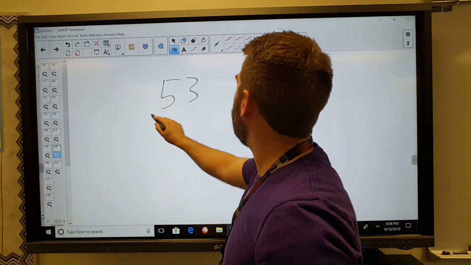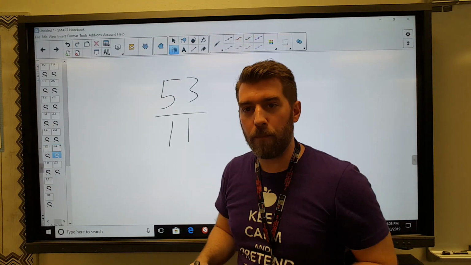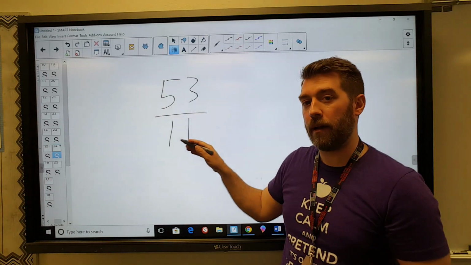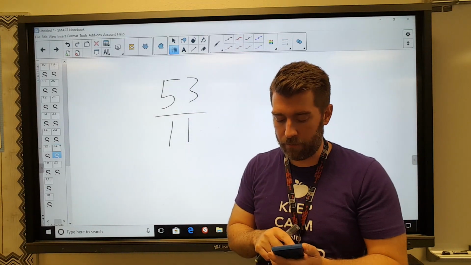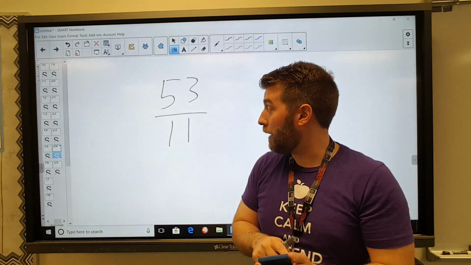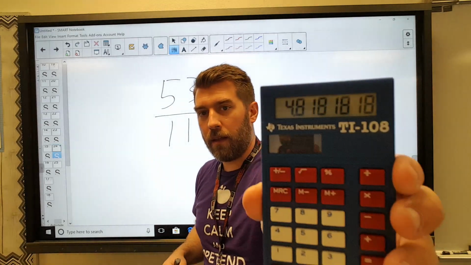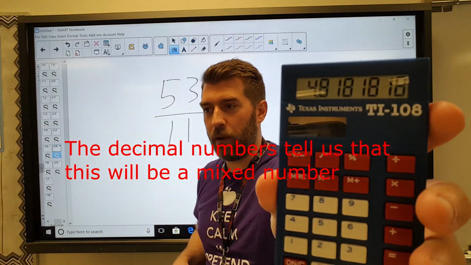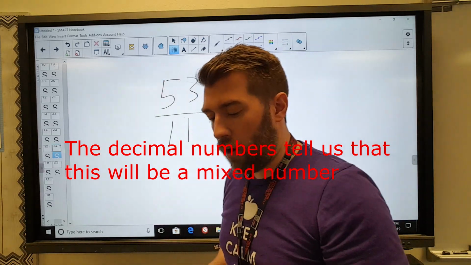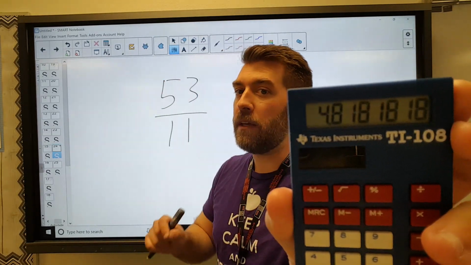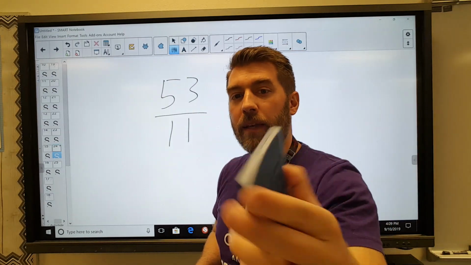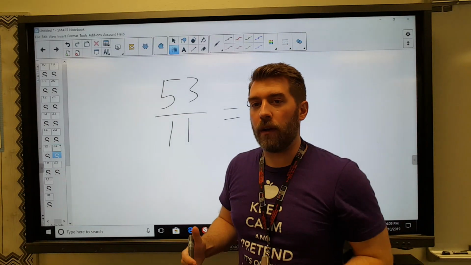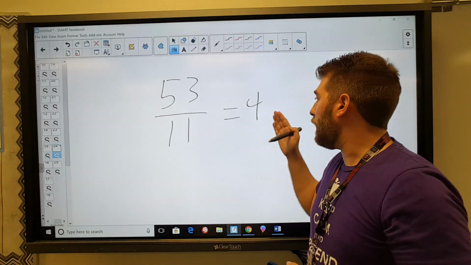So let's say I have 53 over 11. So just like before, I'm going to do the division. Top divided by bottom. Always top divided by bottom. So 53 divided by 11. And you can see here, I have my integer 4 followed by a decimal point and a bunch of decimal numbers. We don't care about the decimal numbers. All we care about is that integer before the decimal point. In this case, it's a 4.